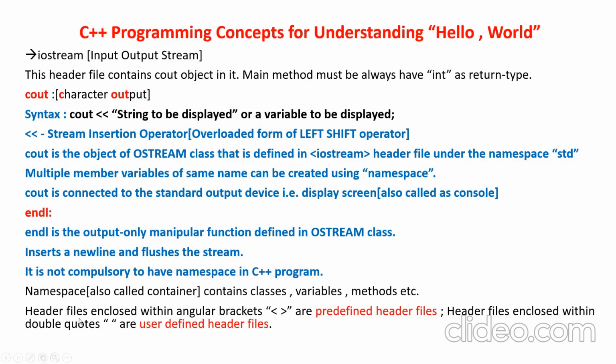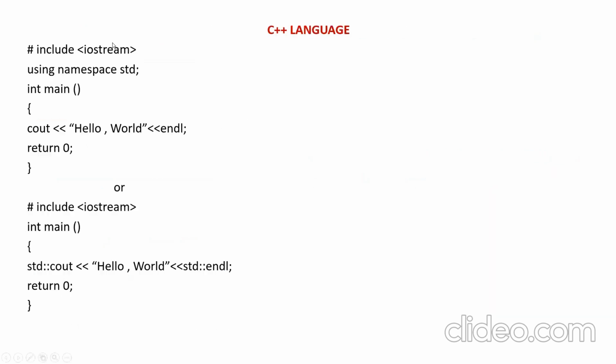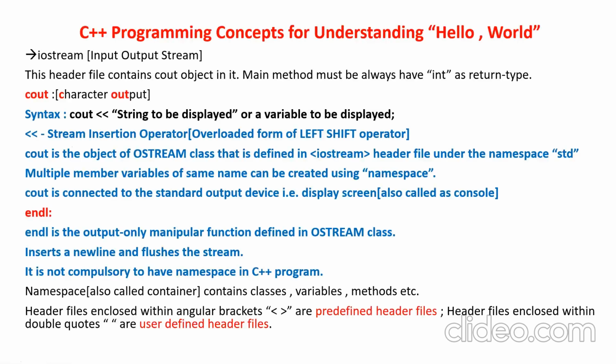Similarly over here, a header file is anything enclosed within angular brackets like this. It is called a predefined header file. If it is enclosed within double quotes, it is a user defined header file. So here, if I'm not using this using namespace std, I need to include the keyword std each time along with cout and endl like this. If I'm using the namespace std, I need not use those things over here. However, the main function must always return an integer value back to the compiler.